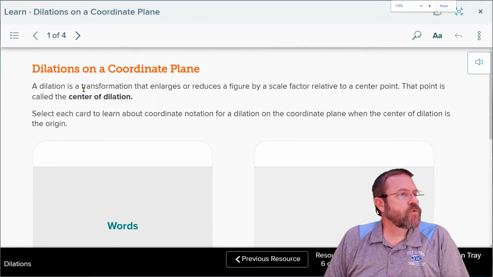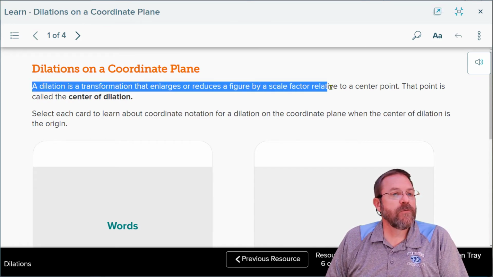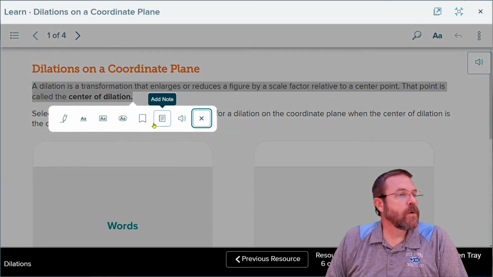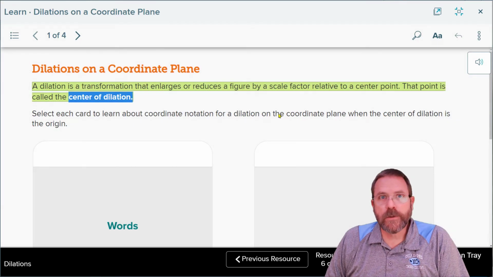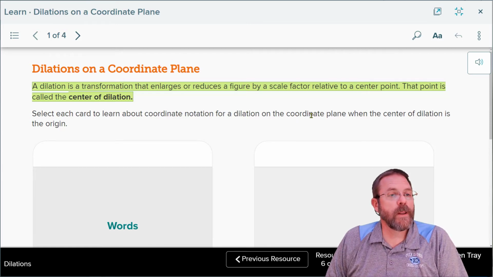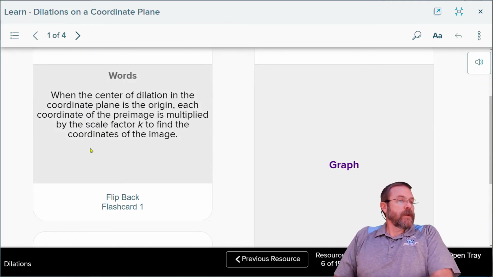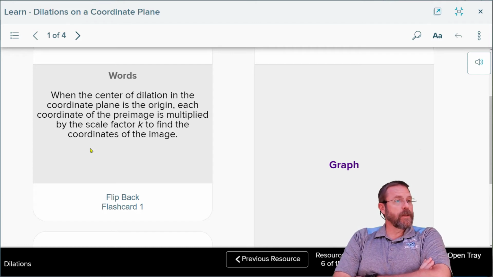A dilation is a transformation that enlarges or reduces a figure by a scale factor relative to a point of center. That point is going to be called the center of the dilation. New vocabulary term. We're going to select each card to learn about the coordinate notation for the dilation on the coordinate plane when the center of dilation is going to be the origin. So when the center of dilation on the coordinate plane is the origin, each coordinate of the pre-image is going to be multiplied by the scale factor k to find the coordinates of the new image.